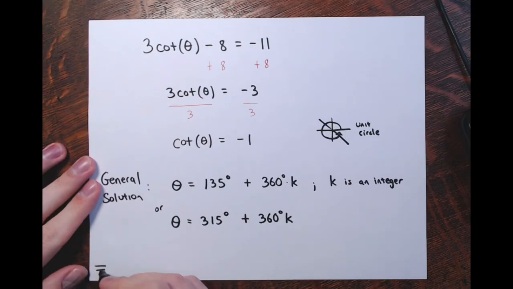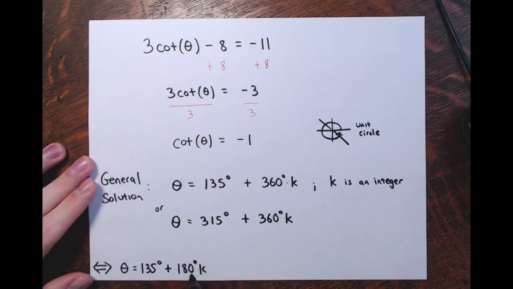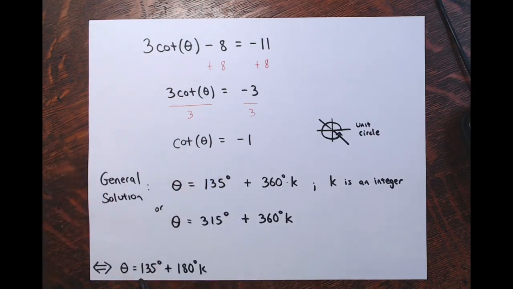This is equivalent to, this goes in both directions. I could have said that theta is just equal to 135 degrees plus some integer multiple of 180 degrees. I could have done that, but again, that's only because it's cotangent. Cotangent and tangent are the only two of those functions that have a period of 180 degrees or a period of pi radians.